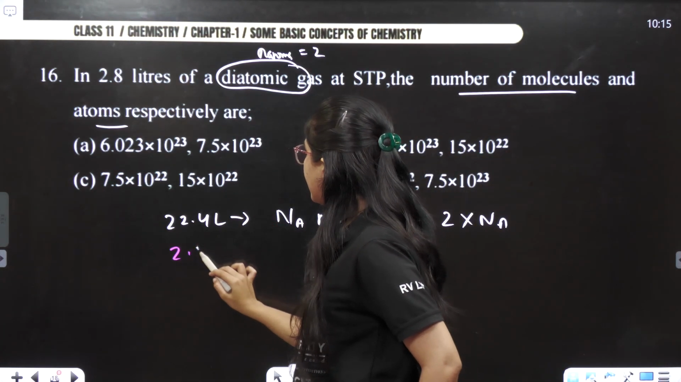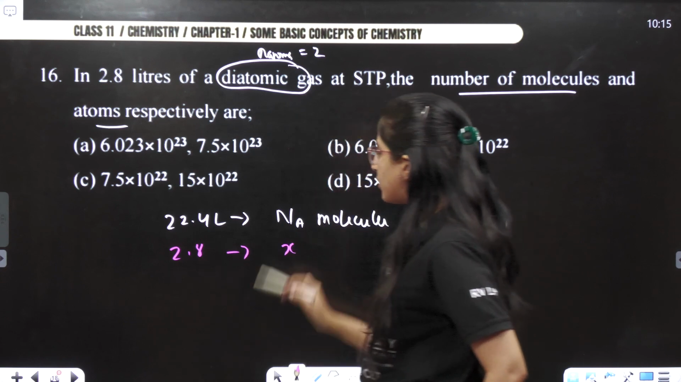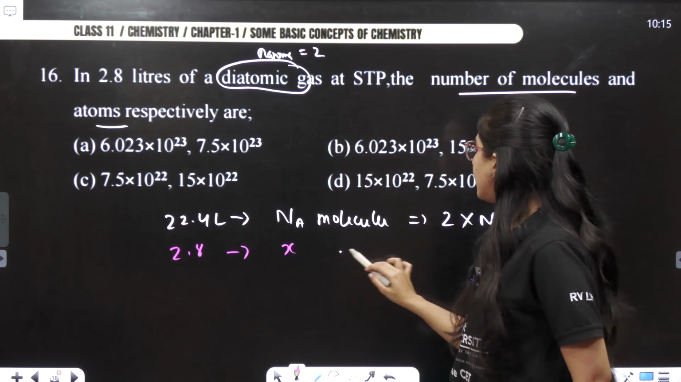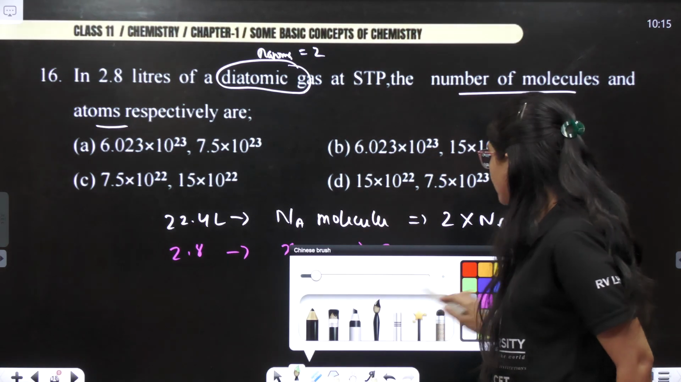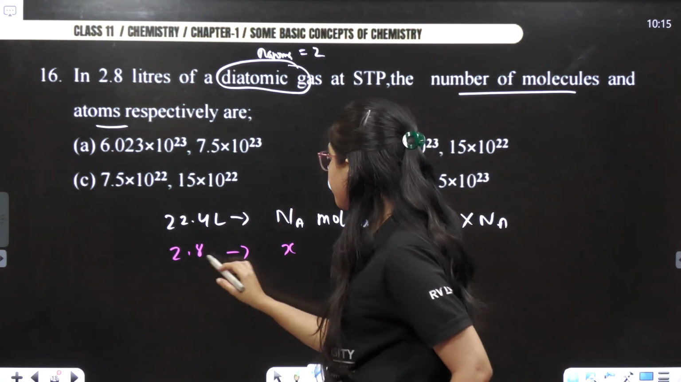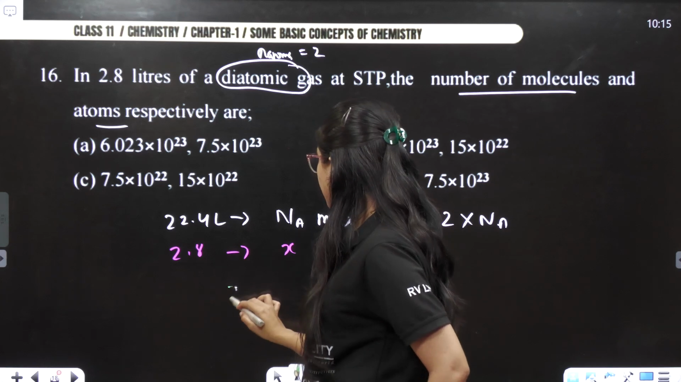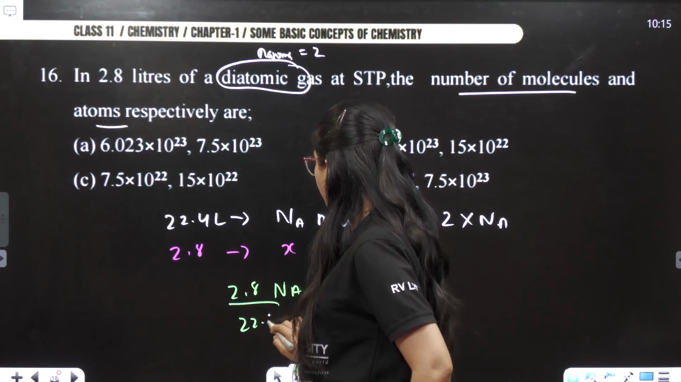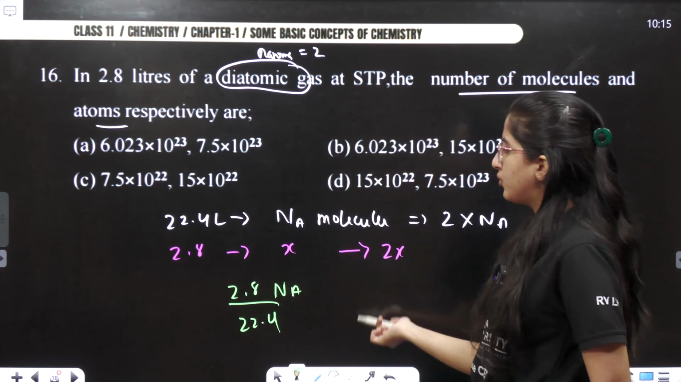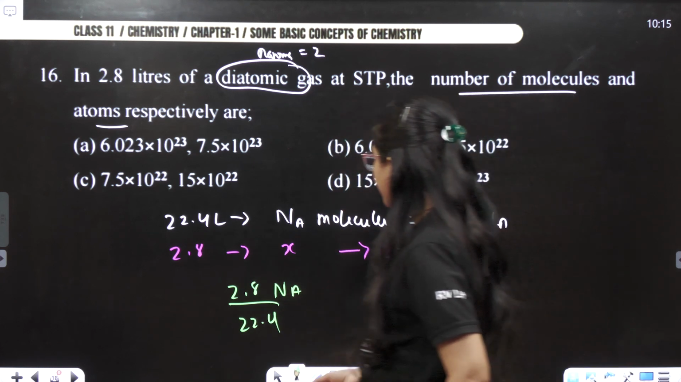Then 2.8 liters consist of, let's say, X molecules. Then what will be the number of atoms? 2X. Correct? So let us find the first value of X. X will be simply what? It will be 2.8 into Na divided by 22.4. Correct? So if you take 1 unit at that side, so you will be getting what?